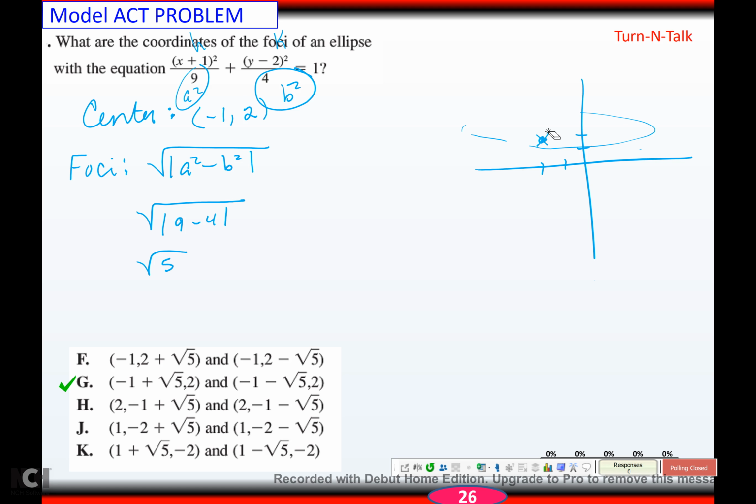Negative 1. Wow, I can graph. Negative 1. So I'm going to start at negative 1, and then I need to go square root of 5 units this way, and I need to go the square root of 5 this way. So I have negative 1 plus the square root of 5, comma 2, because we're still at a height of 2. And I have negative 1 minus the square root of 5, comma 2. And those would be my foci.